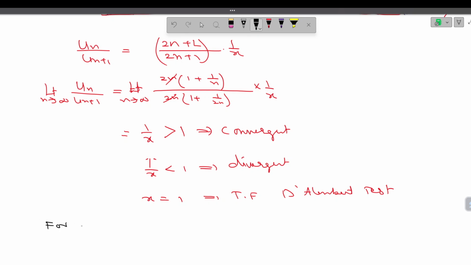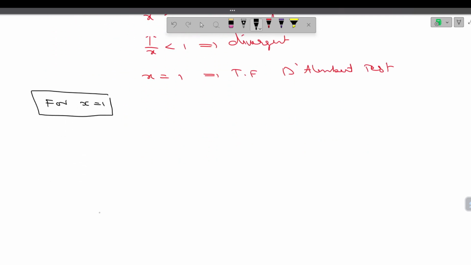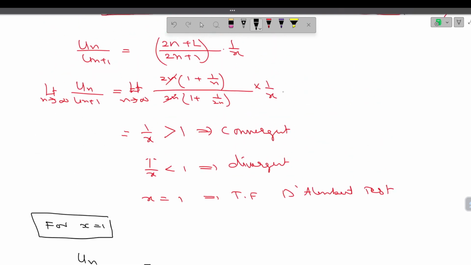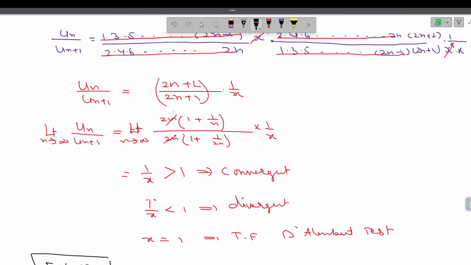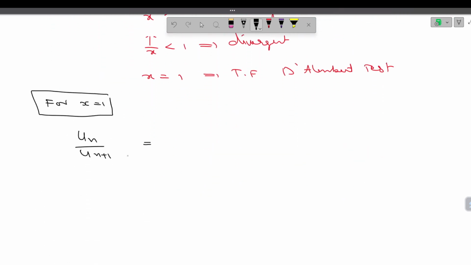For a long-type problem, you have to go for x equal to 1, what will happen? So x equal to 1. If I take x equal to 1, what is our Un? Un by Un plus 1, if you take x equal to 1, this is 2n plus 2 by 2n plus 1.